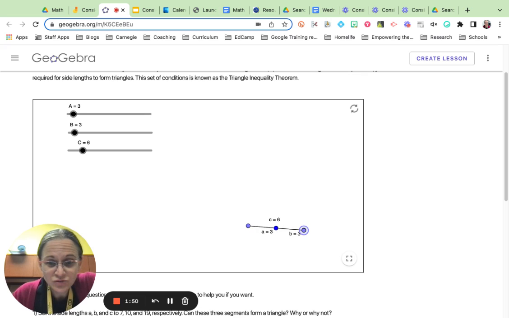The sum of the two shorter sides has to be at least a little bit greater than the third. Let me make A just a little bit longer and watch. Now I can make a triangle because 3 plus 4 is 7. And that is big enough that I can bring these together and make a triangle. So when the two shorter sides sum to a number that's equal to the third, that's not good enough. You just get a straight line. The sum of the two shorter ones must be greater than the length of the third.